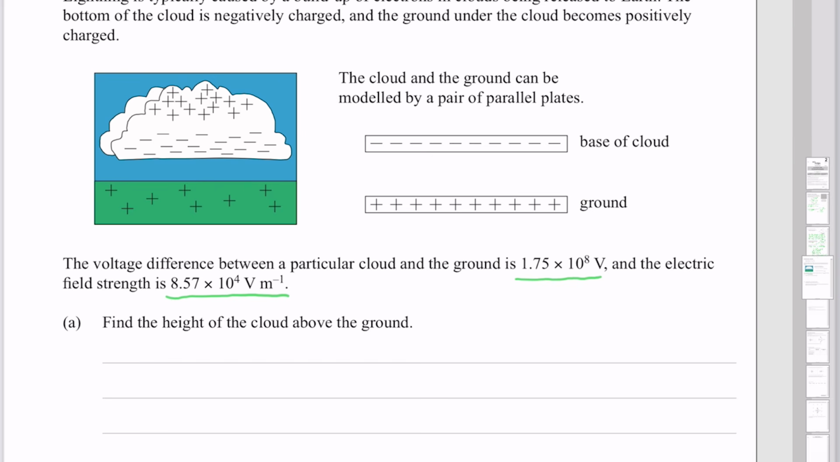So the quantities that we are given is our voltage and our electric field strength. What we're trying to find is our height, which is given the symbol D. The equation that we need to use is right at the top of your formula sheet, and that is that the electric field strength is equal to the voltage divided by our distance. Rearranging that for distance, and putting our numbers in, which gives me 2042, rounding that to 3 significant figures, because that's what we're given in the question, gives us 2040 meters.